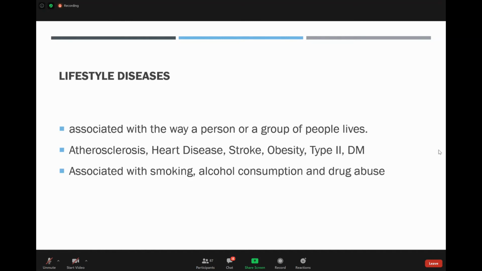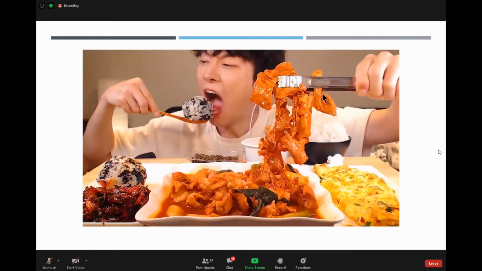Type 2 diabetes, and down the line. So it is also associated with your smoking, your alcohol consumption, and your drug abuse. So lifestyle talaga. Makikita nyo, ganyan na tayo kumain. Masyado ng madami. Tapos unhealthy pa, ang daming processed foods. Nakakakita ko dito, ang daming processed foods na kinakain niya.